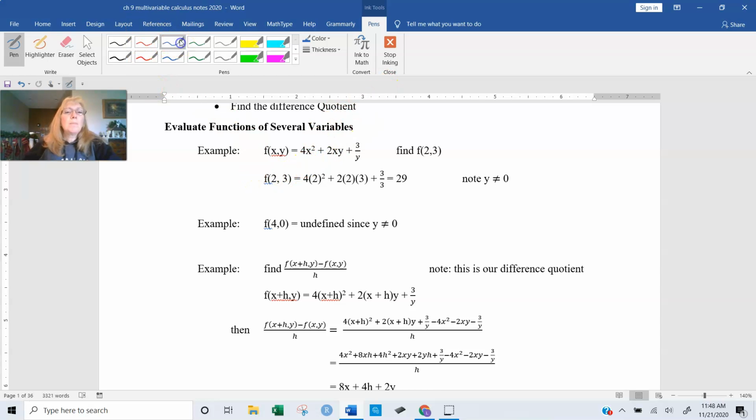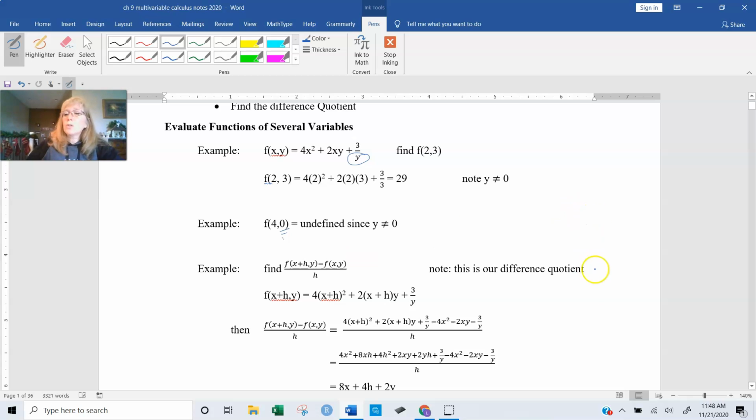All right, an example of f(x,y), several variables. So we have f of x, y, so our variables are x and y, and 4x squared plus 2xy plus 3y. When I say find f(2,3), that literally means plug in 2 and 3 and find the answer. Nothing too extraordinary. Right here, we cannot plug in (4, 0), because if you look here, y is in the denominator, and it's illegal to divide by 0, so this is undefined. So make sure you're watching that.